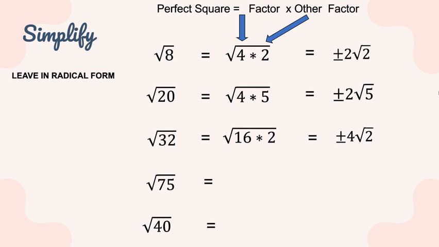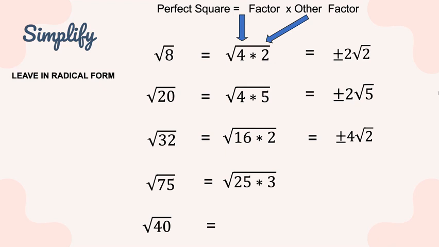Big hint here, it ends in a 5. I should probably try 25 because that's the perfect square of 5. Well, lucky for me, 25 goes into the square root of 75. So now I have the square root of 25 times 3. So I can take the square roots of those separately.